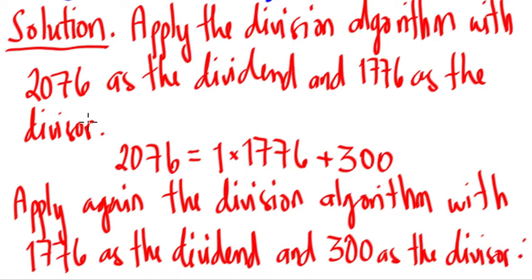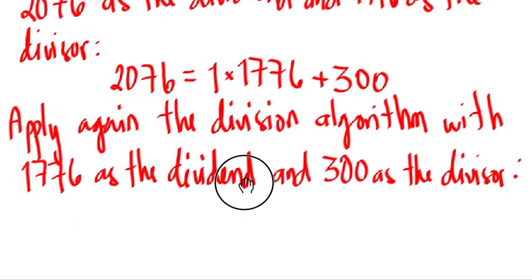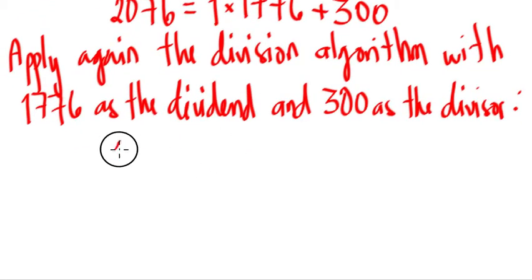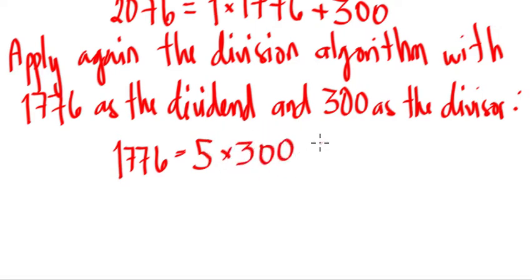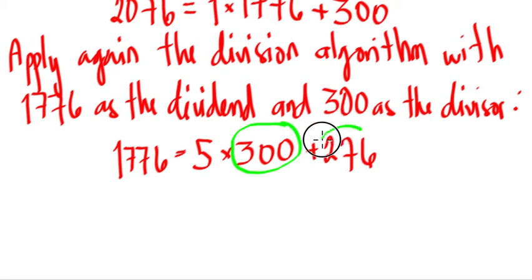How many 300s are there in 1776? It's 5. We only use 1500 because the next number is 1800. So 1776 is 5 times 300, and the remainder is 276. Now we continue this procedure, setting this remainder as our divisor and the previous divisor as our dividend.